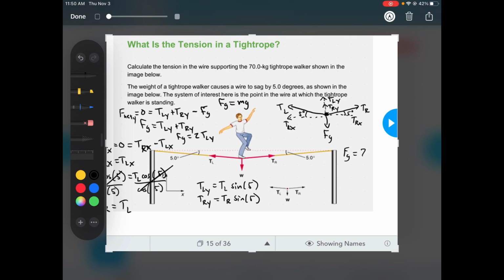FG is equal to 2 times TL sine of 5. Again, we know FG is mg, and we know m is 70, so 70 times 9.81 is equal to 2 times sine of 5 times TL. So we're doing a little rearranging. I'm going to divide both sides by 2 sine of 5.